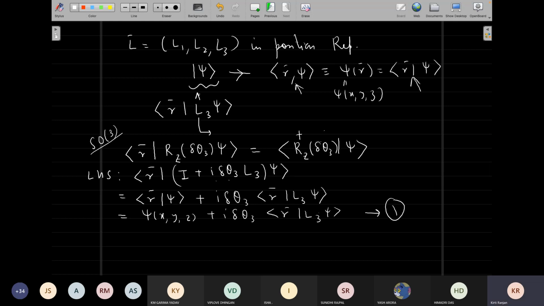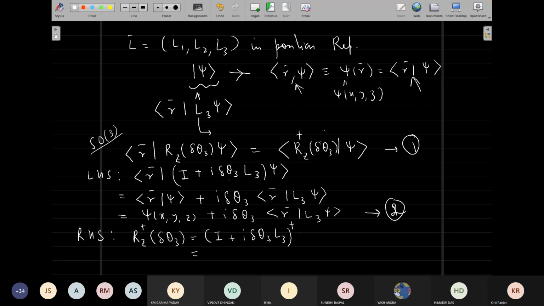We will need it once we equate with our right hand side. Maybe I can just label this as one and this as two. Now evaluate the RHS. You will have to help me figure out R_Z dagger delta theta 3. This will be what? I plus i delta theta 3 L3, whole dagger. What will this become? I dagger. Okay, very good. Minus i delta theta 3. It is a rotation in real space, so that will remain. So minus i delta theta 3 and L3 dagger.